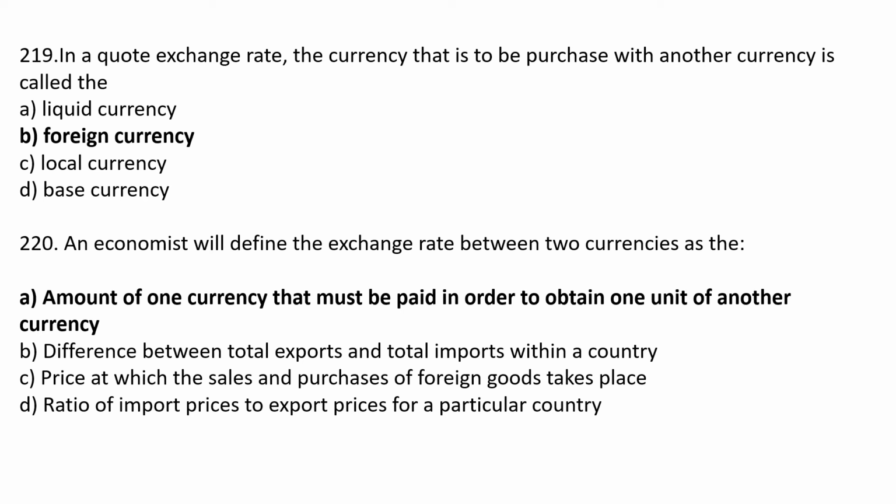An economist will define the exchange rate between two countries as option A, the amount of one currency that must be paid in order to obtain one unit of another currency. Option B, difference between the total export and total import within a country. Option C, price at which sales and purchase of foreign goods take place. Option D, ratio of import price to export price of a particular country. The correct answer is option A. Amount of one currency that must be paid in order to obtain one unit of another currency.